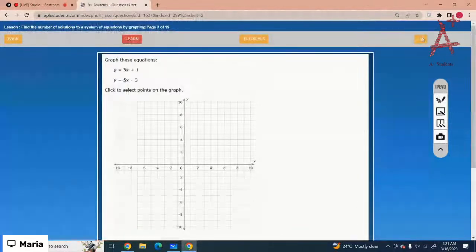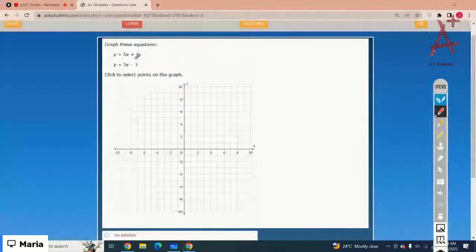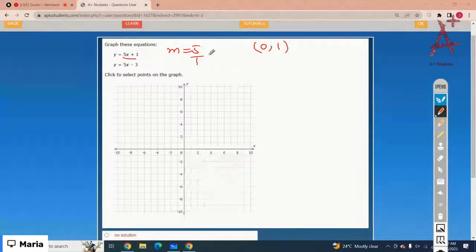Okay, the next one is 5x plus 1 and 5x minus 3. Let me just plot the equations. Just look at equation number 1, 5x plus 1. The slope is 5 over 1 and the y-intercept is 1. That means x is 0, y is 1. The graph is touching the y-axis at 1. Here is 1. Now for the slope, you have to move 5 points down, 1, 2, 3, 4, and 5, and 1 right. Here is the other point. Just join these 2 points and make a line.